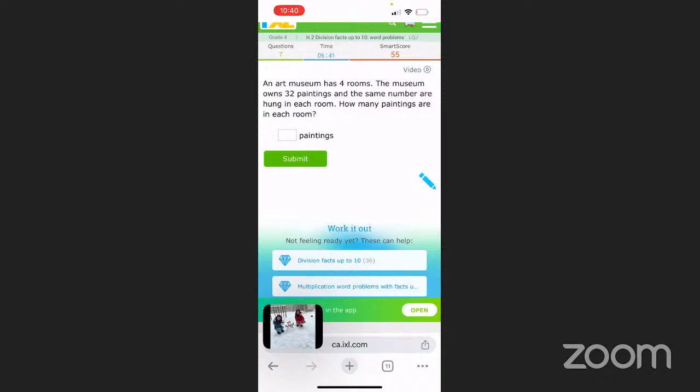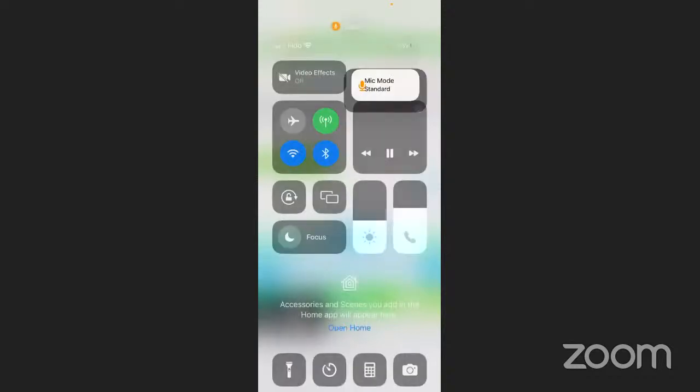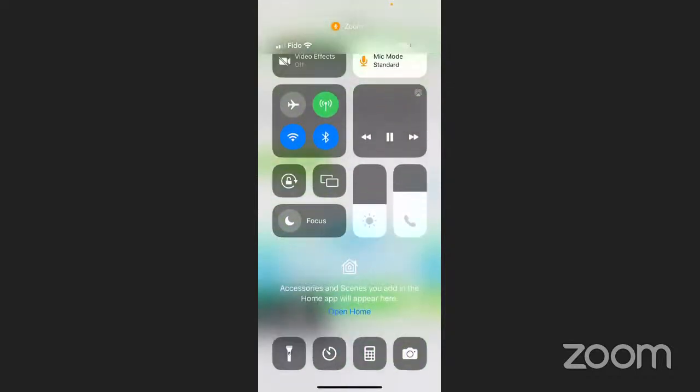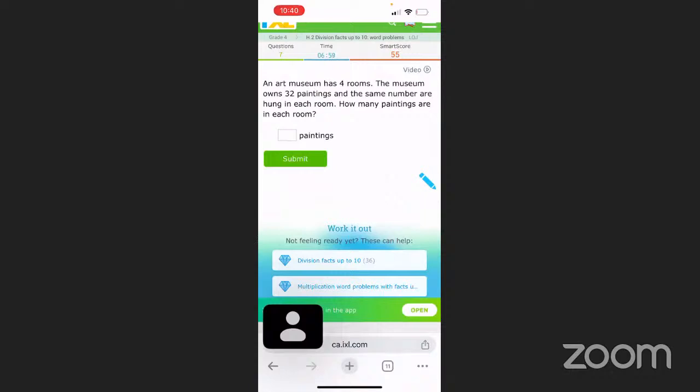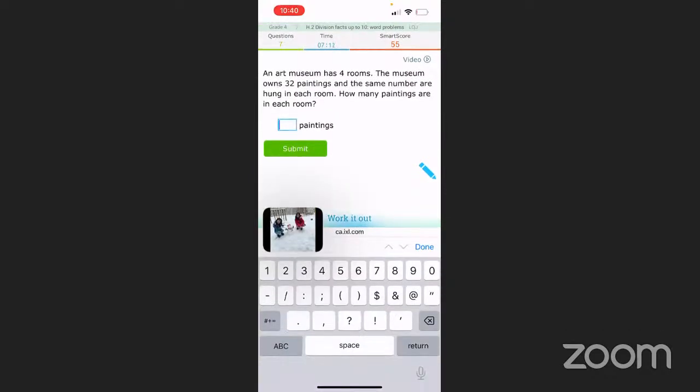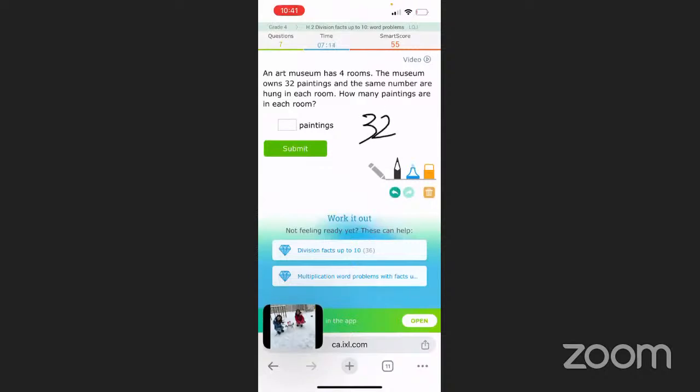Yes, so an art museum has 4 rooms. The museum owns 32 paintings, and the same number are hung in each room. How many paintings are in each room? Yes, Abdullah? Okay. There's 8. Okay, 32 divided by 4 gives you 8. Okay, good.